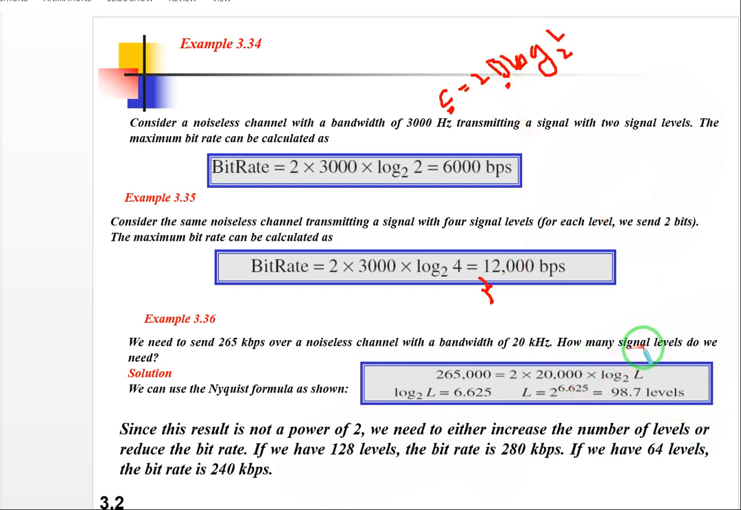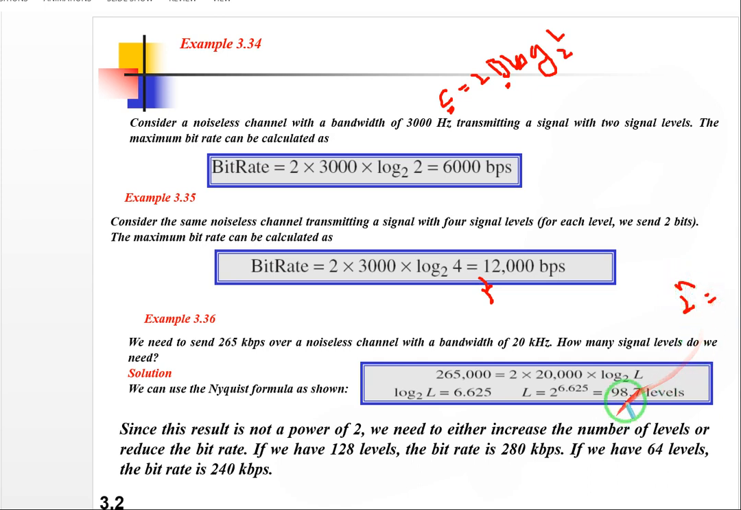So how many signal levels do we need? What we need to find is the level. Again the same formula will be applied here. Finding the level from this formula, taking an anti-log, L will be 2 raised to power 6. So it will be 98.7. One thing to keep in mind: we always need the level as 2 raised to power n.